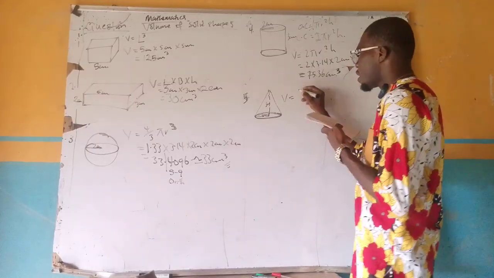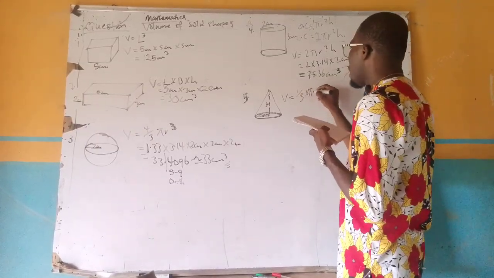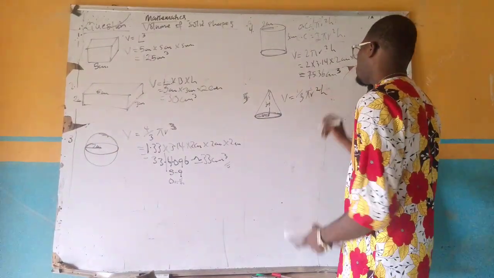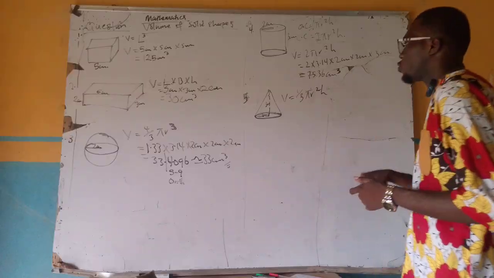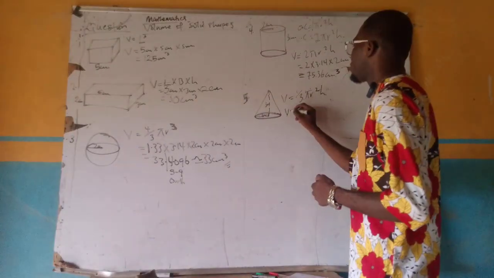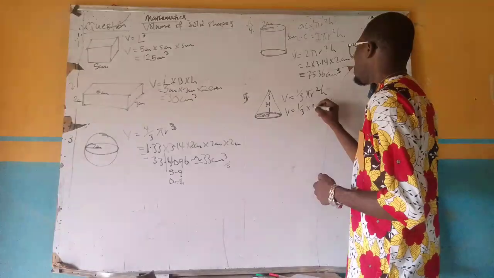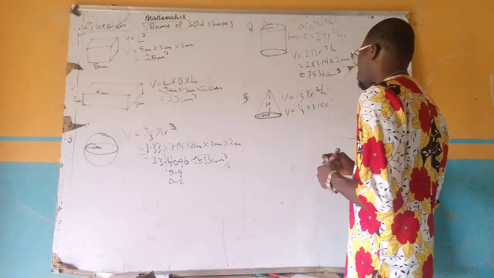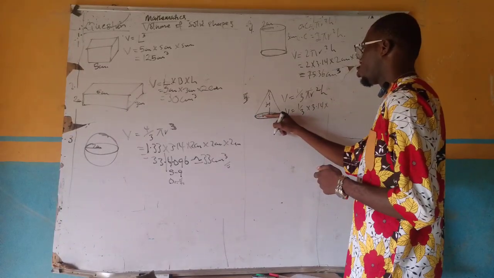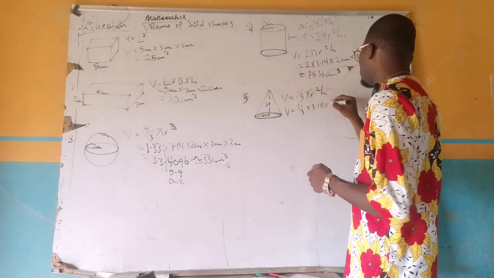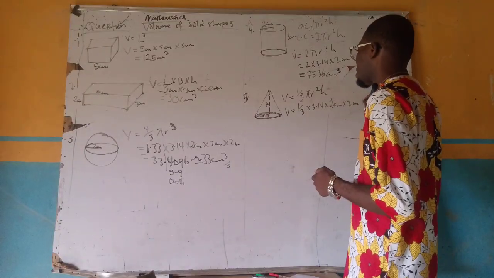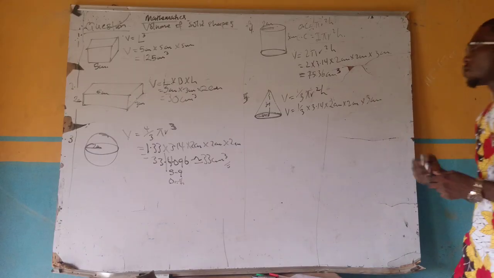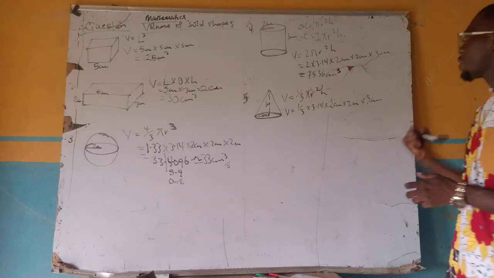Our formula is 1 over 3 times pi r square h. This is our formula for the cone. So V is equal to 1 over 3 times 3.14 times r square. That's your radius, which is 2 centimeter for the circle under. So that's 2 centimeter times 2 centimeter times 3 centimeter.